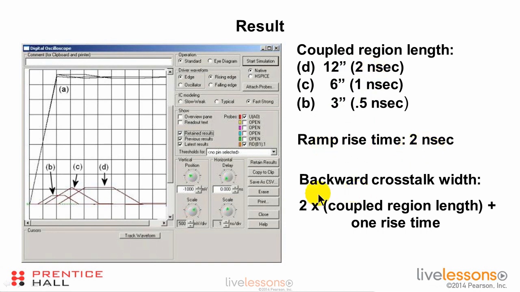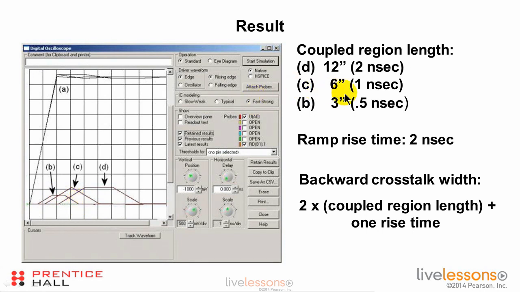Now remember, I said that the backward crosstalk width is 2 times the coupled region plus 1 rise time. So in B, the backward crosstalk width is going to be 2 times the coupled region, or 1 nanosecond, plus a rise time, which is 2 more. So the backward crosstalk width for this simulation is going to be 3 nanoseconds. And this is that. We start here, and there's 1, 2, 3 nanoseconds. And that's the backward crosstalk signal: it rises, comes across, and falls again.